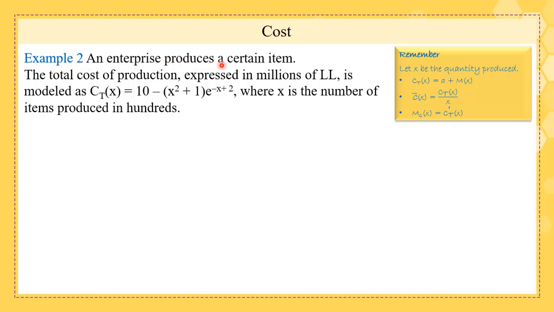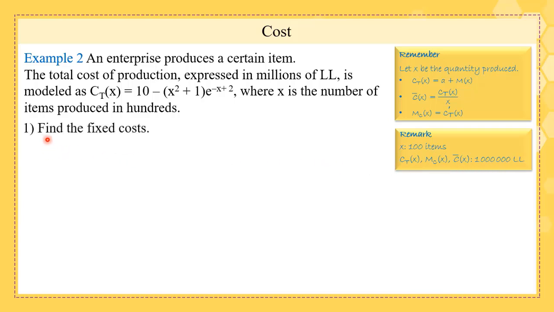Example 2. An enterprise produces a certain item. The total cost of production, expressed in millions of lira Lebanese, is modeled as Ct of x equal 10 minus (x squared plus 1) into e power minus x plus 2, where x is the number of items produced in hundreds. Remarks. The unit of x is equal to 100 items. The unit of Ct of x, C bar of x, and MC of x is equal to 1 million lira Lebanese.